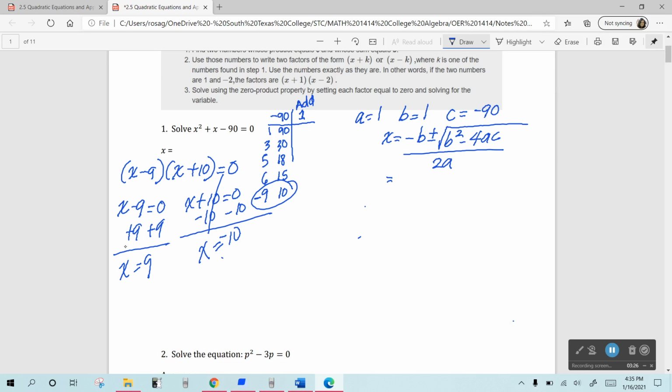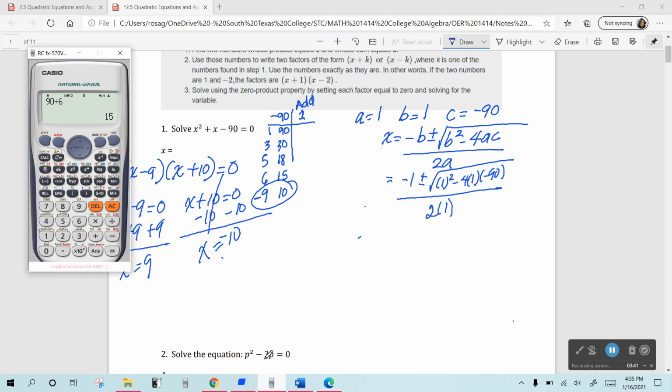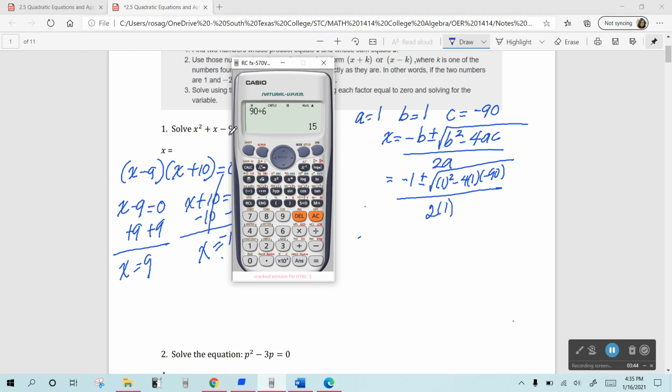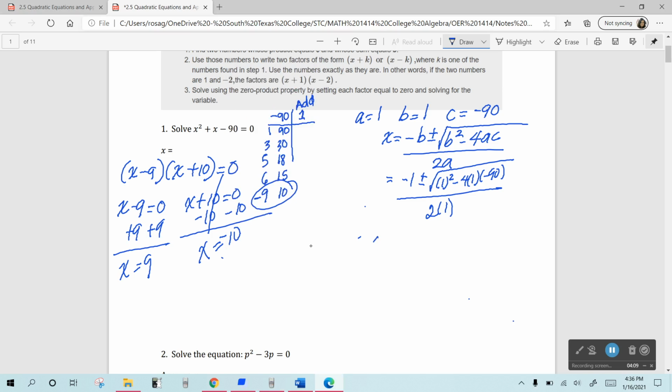Okay, so now I'm just going to plug in everything I have. Now what I recommend you do is, if you have the Casio that I told you to purchase for this class, this is where you would just set up your fraction and plug in everything you have. Now this has two answers, but I'm just going to do one and then I'll do the other one. I'm going to do the plus first. And there you go. That's the first one.